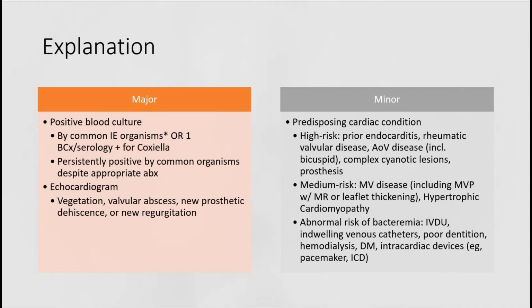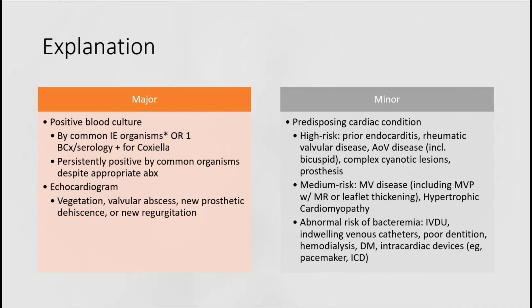For minor, for predisposing cardiac condition, these would include high risk patients or medium risk, and high risk include prior endocarditis, rheumatic valvular disease, aortic valve disease, including bicuspid or complex cyanotic lesions, prosthesis. Complex cyanotic lesions include congenital heart diseases, and medium risk involves mitral valve disease, including mitral valve prolapse, mitral valve regurgitation or leaflet thickening, and also hypertrophic cardiomyopathy.